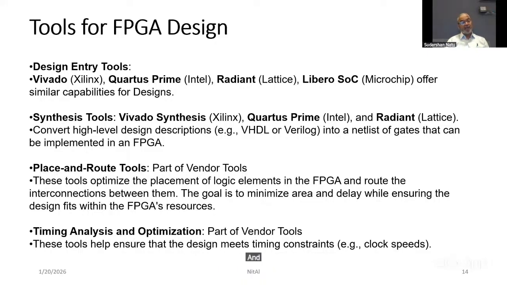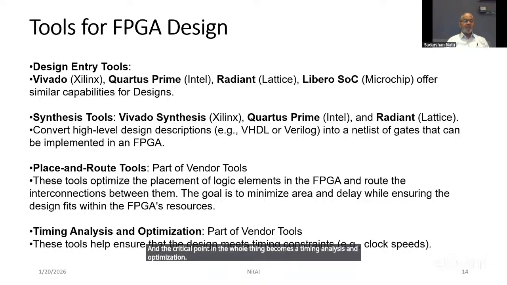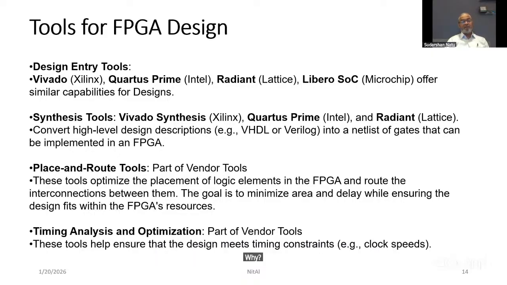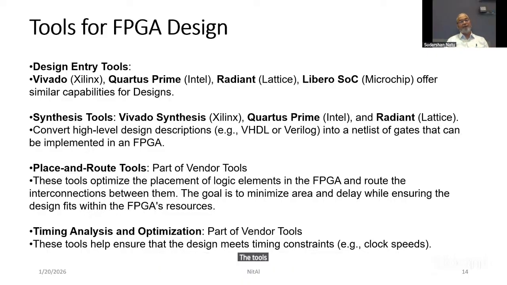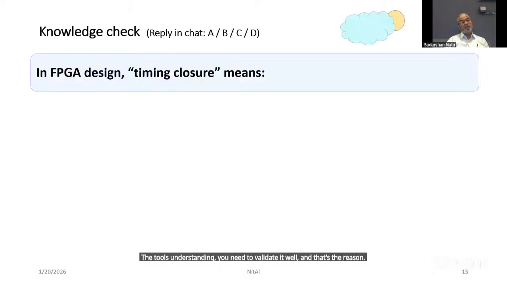And the critical point in the whole thing becomes the timing analysis and optimization. Why? Because when you are designing complex digital designs, the critical point is that at that particular clock speed, your entire design has to work seamlessly. So you need to understand the design, whatever is being synthesized. It is not like you are drawing it by hand and taking care of it. It is the tool's understanding, and you need to validate it well, and that's the reason it needs to be done.